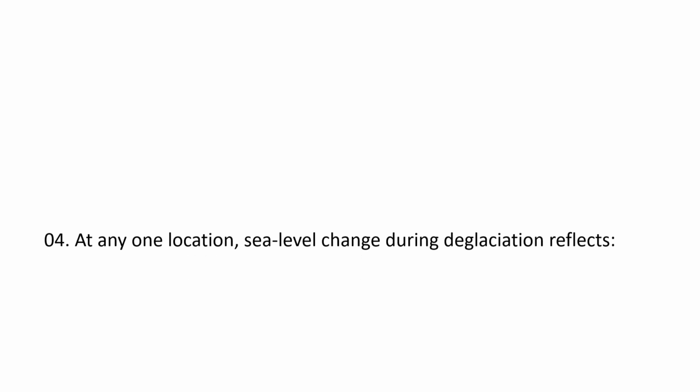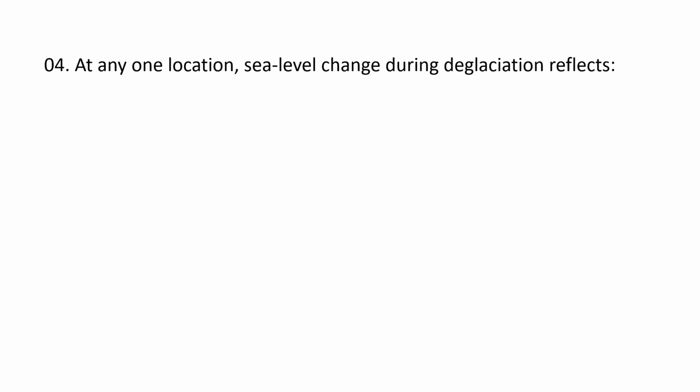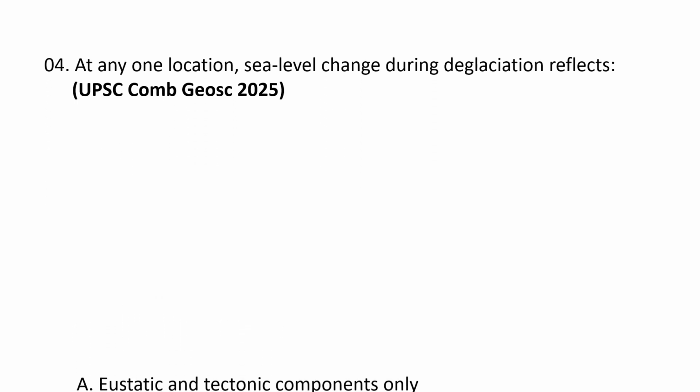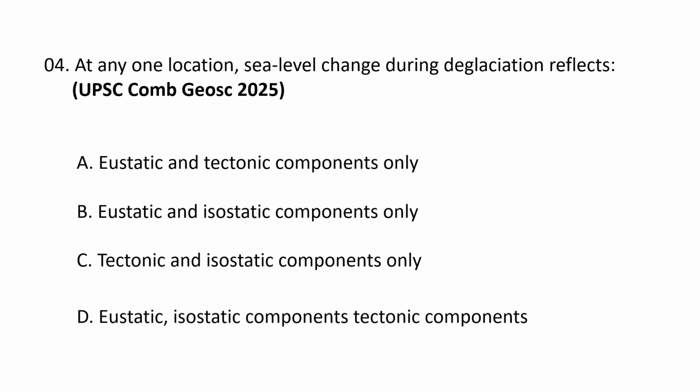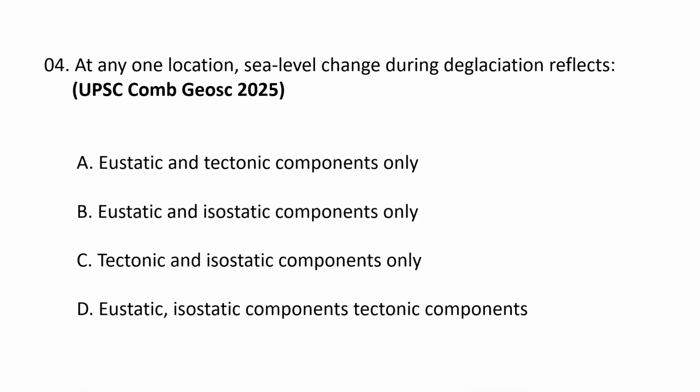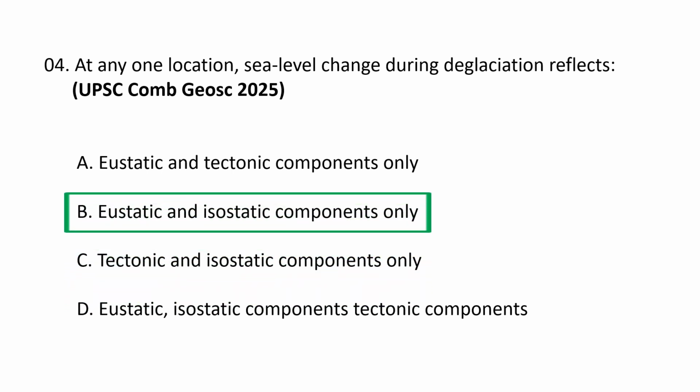Next question. At any one location, sea level change during deglaciation, it reflects A. Eustatic and tectonic components only. B. Eustatic and isostatic components only. C. Tectonic and isostatic components only. D. Eustatic, isostatic components and tectonic components. At any one location, sea level change during deglaciation, it reflects eustatic and isostatic components only.